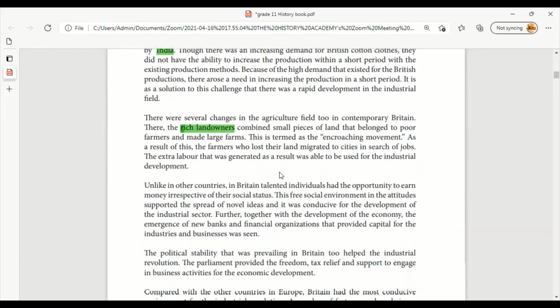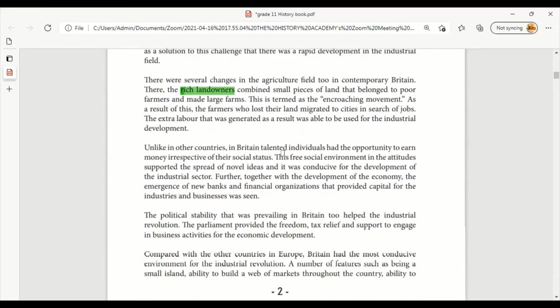And then, unlike in other countries, in Britain talented individuals had the opportunity to earn money irrespective of their social status. For example, in France, only the aristocrats who were well recognized in society had the ability to earn as much as they needed. But in Britain, unlike in those countries, they didn't respect social status, and people had the freedom to earn as much as they needed. That means there was a free social environment. So the seventh reason is that the free social environment and attitude supported the spread of novel ideas, right? Due to that, new banks and financial organizations emerged that provided capital.